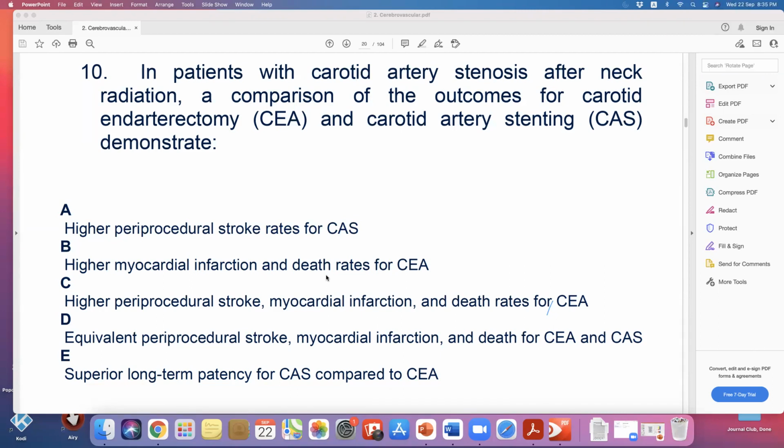But this doesn't mean that you should not use brain protection. You still have to use a filter. But the stroke rate is the same if you have radiation or no radiation. So this statement is wrong, okay?